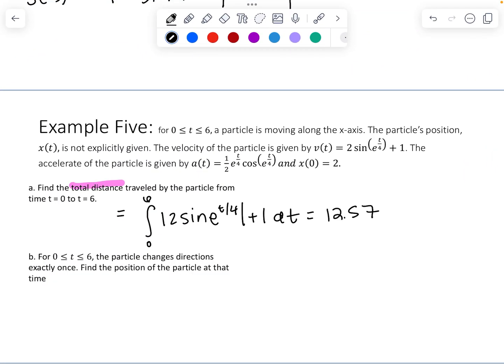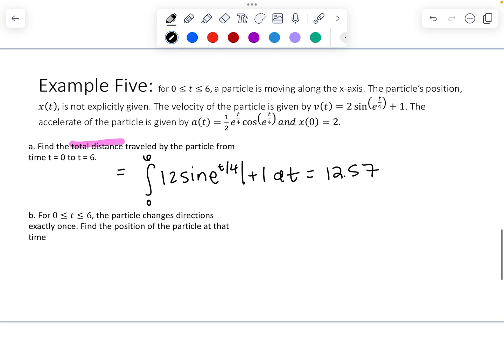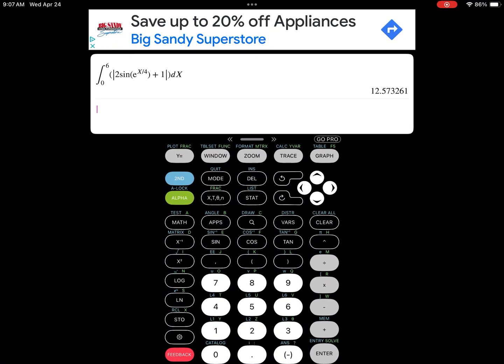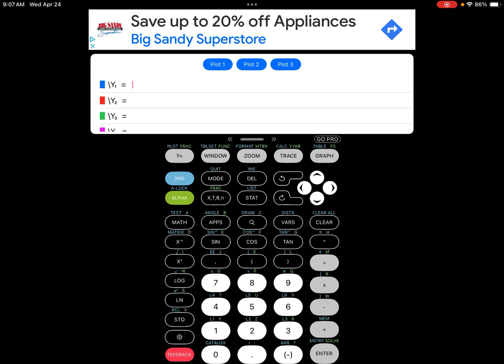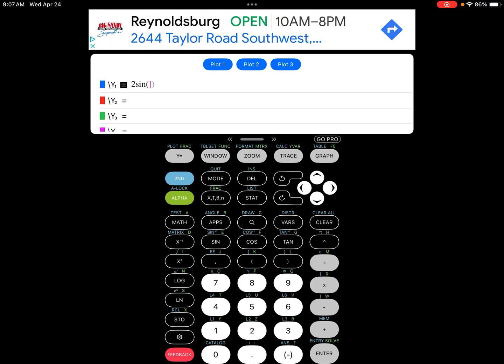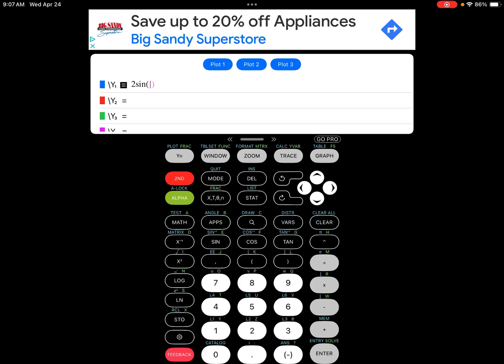And then finally, this last one, it says the particle changes directions exactly once. Find the position of the particle at that time. I know that we don't love this idea, but the particle changes directions when the velocity switches from negative to positive or vice versa. Because if it's negative, it's moving to the left. If it's positive, it's moving to the right. So what we're going to do is plug in the velocity function for y equals. This is the best way to do it, unless you are really, really good at solving trig functions. So you'll plug the velocity function in here.